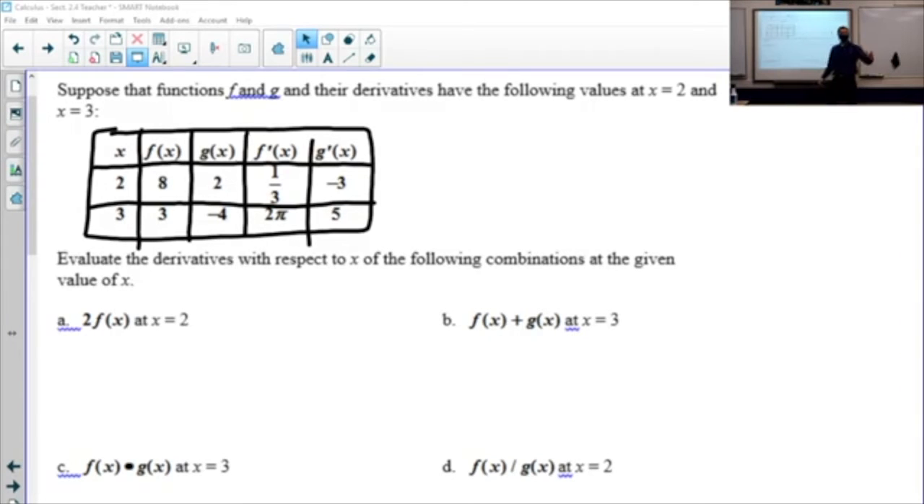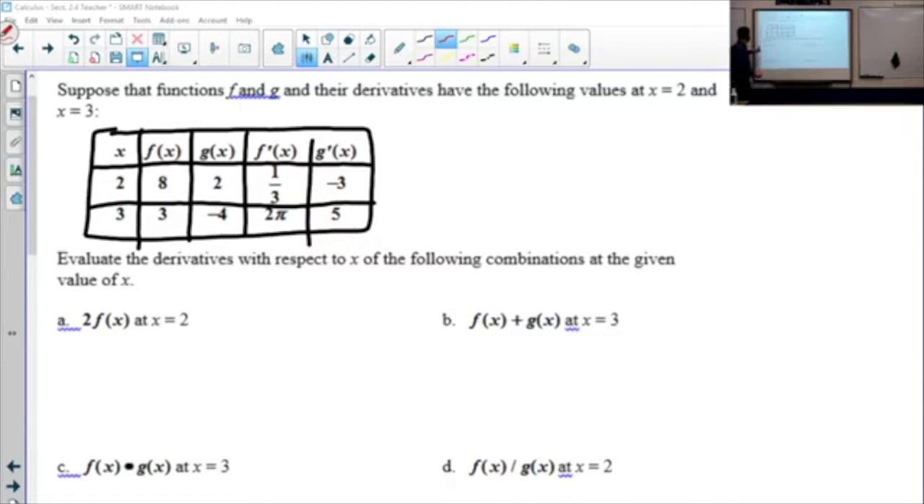This video is going to wrap up that last page of the notes, and I'm also going to go through a homework problem with you. This is a table of different values of f, g, f prime, and g prime, and this is going to be a good review for us for all of our derivative rules that we talked about so far. So we are going to look at part A.